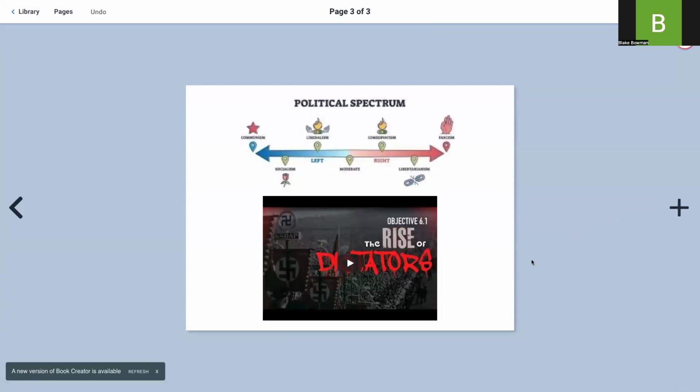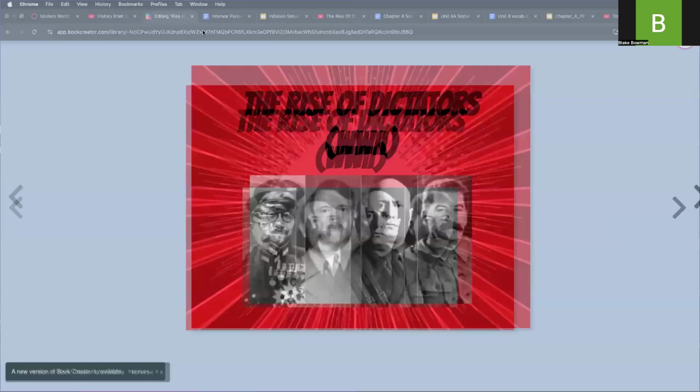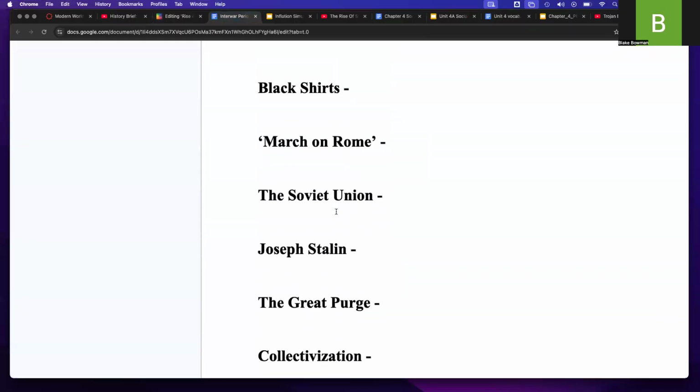And real quick, we will talk about the political spectrum shortly, probably on Thursday, because tomorrow we have career day. So we're going to take a little bit of a brief break and get back to it on Thursday. You all have access to this in the Rise of Dictators assignment. Again, I would use this to study when we get closer to the test, the exam. All right, here are your terms for today.